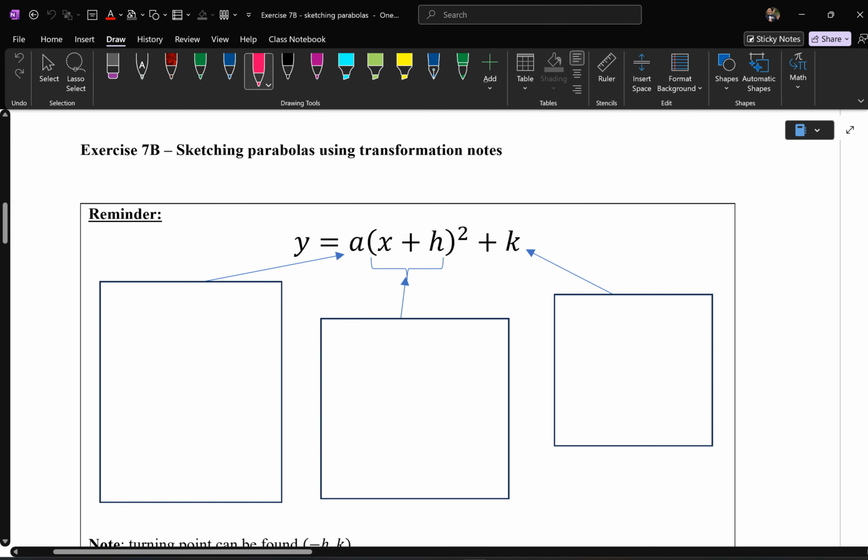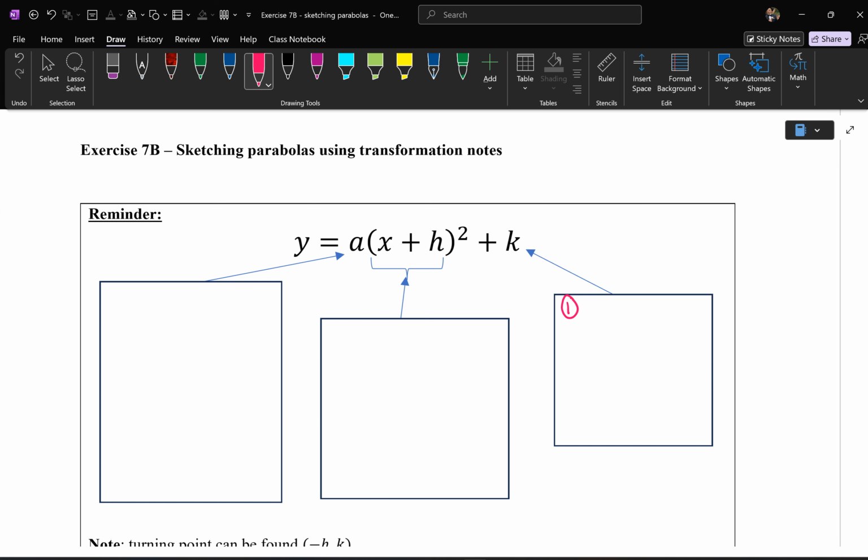Let's recap. The easiest one to remember is K. What does K do to this parabolic equation? Yes, Andrea? Very good. And you know, when does it go up and when does it go down? How do you know? Positive and negative. Very good. So which one's which? Positive is up and negative is down. Beautiful. So when K is a positive value, it will shift the graph or the turning point.